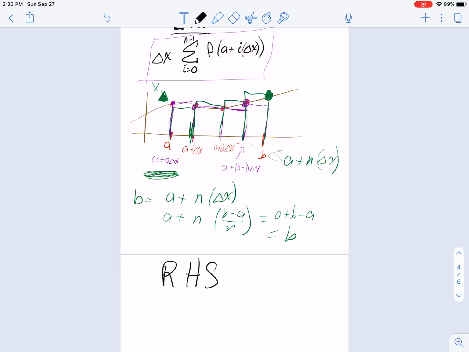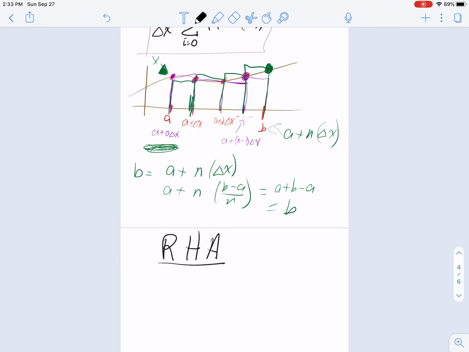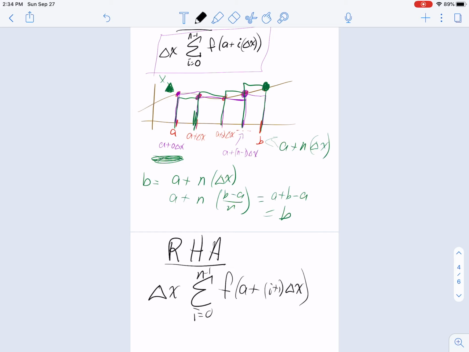the right-hand approximation. This is going to be the exact same formula, sum from i equals 0 to n minus 1, f of a plus. And now we don't want to include 0, but we're still plugging in 0. So this is going to be i plus 1 delta x. Oh yeah, i plus 1 delta x. So here is the formula for our right-hand approximation.